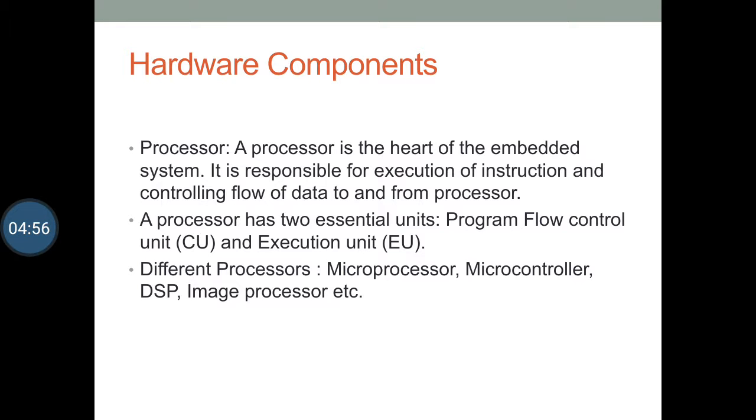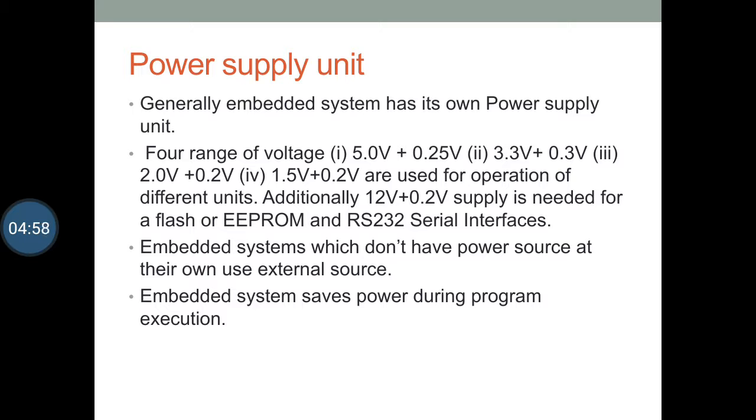Next is the power supply unit. Generally, an embedded system has its own power supply unit. Four ranges of voltage are used: 5 volt, 3.3 volt, 2 volt, 1.5 volt. Additionally, a 12 volt plus or minus 0.2 volt supply is needed for flash or EEPROM and RS-232 serial interfaces.